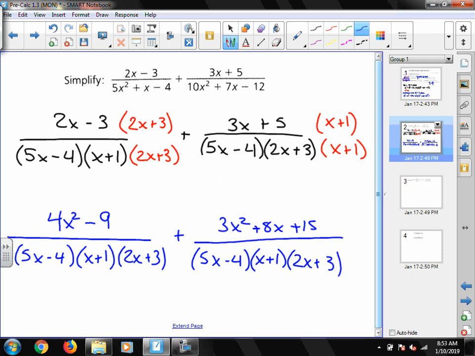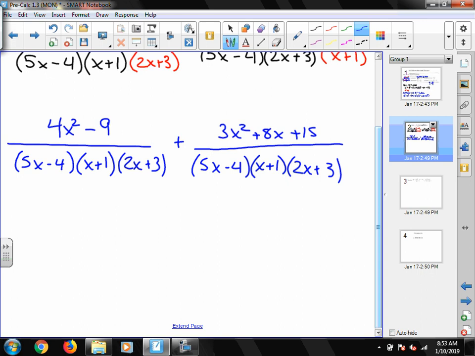And now, since we have common denominators, we just add the top pieces. So I just need to collect my like terms. Looks like I've got 4x squared and a 3x squared that can go together, so I get 7x squared. I don't have any x's in the first fraction, but I have that plus 8x in the second fraction. And I've got minus 9 plus 15.